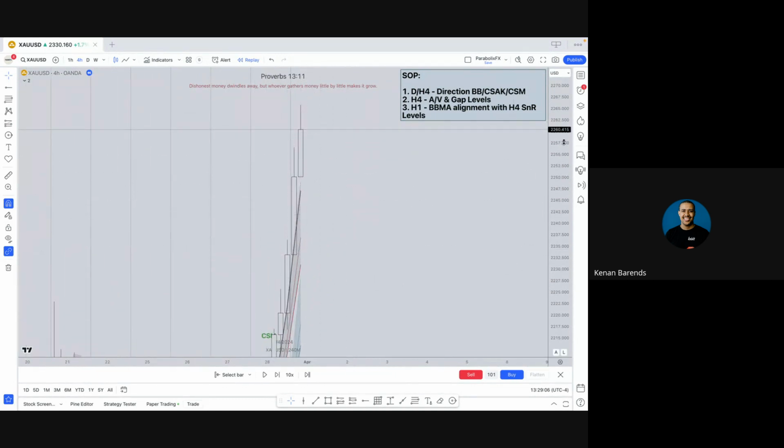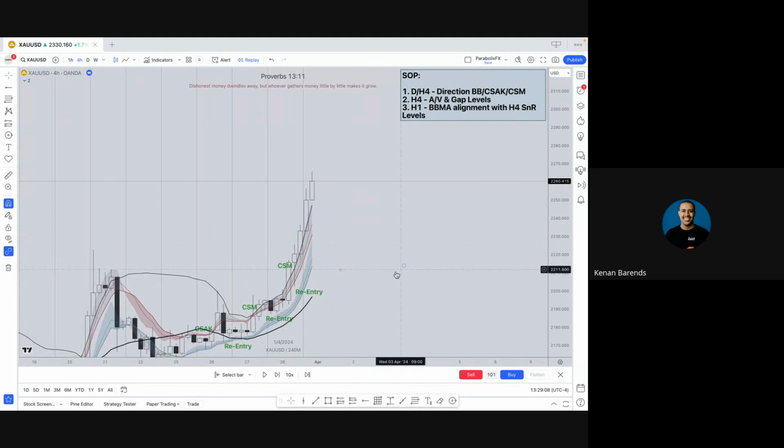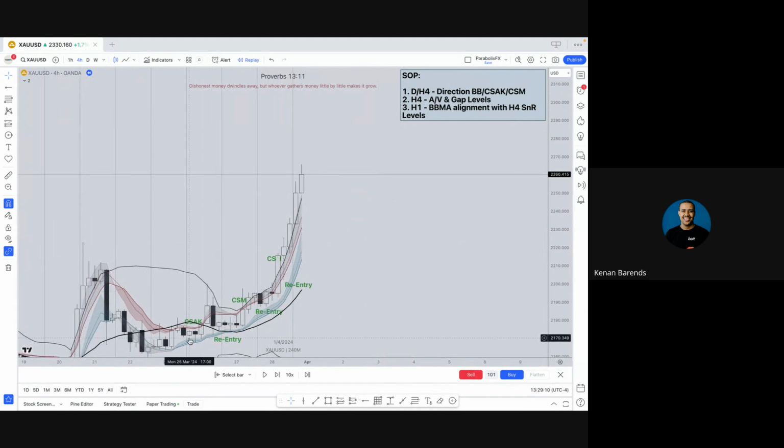So I'm expecting that price is going to continue moving to the upside because we've got our candlestick confirmation that we're going bullish. We've got a re-entry. We've got a candlestick momentum. We've got a re-entry. We've got another CSM. We've got another re-entry. All these candles are CSM.